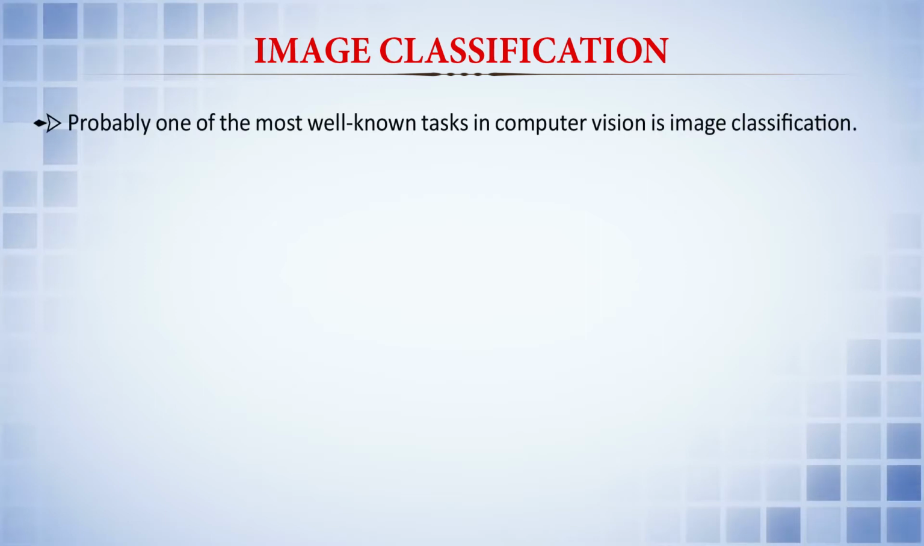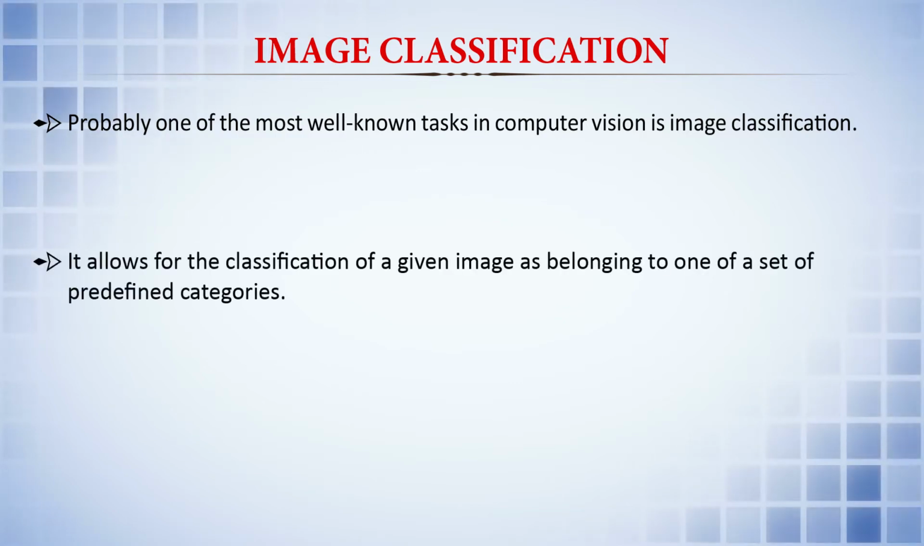One of them is image classification. Probably one of the most well known tasks in computer vision is image classification. It allows for the classification of a given image as belonging to one of a set of predefined categories. The best example we can give here is Google Images. If you are searching for images categorically, or some classified images, you can observe that a particular set of characteristics that it contains will appear on your page.